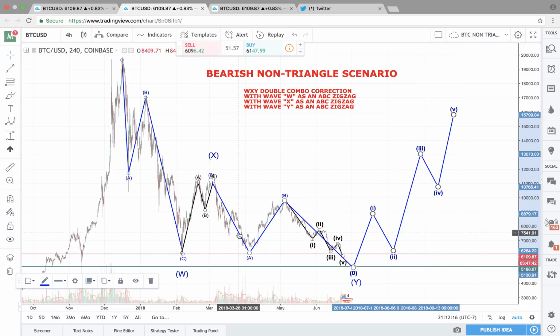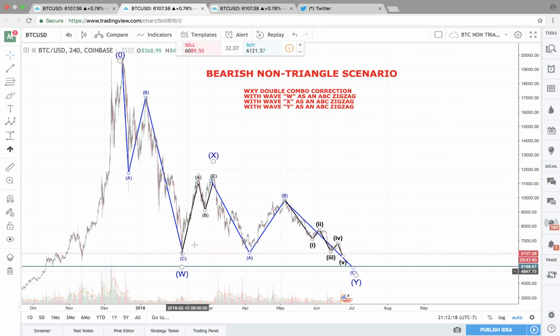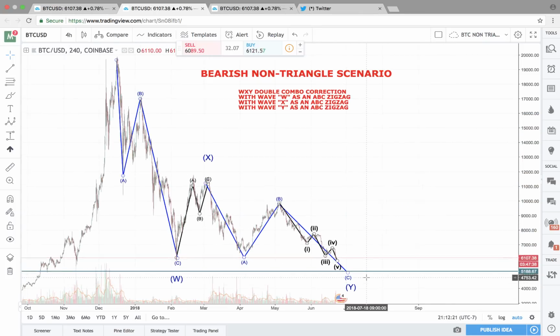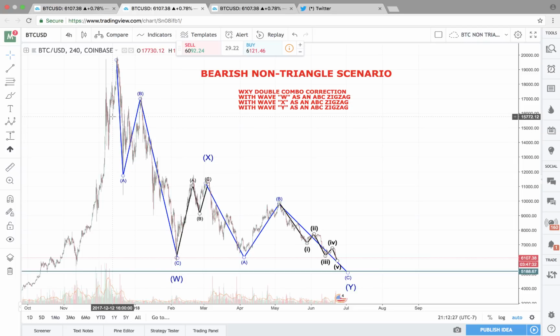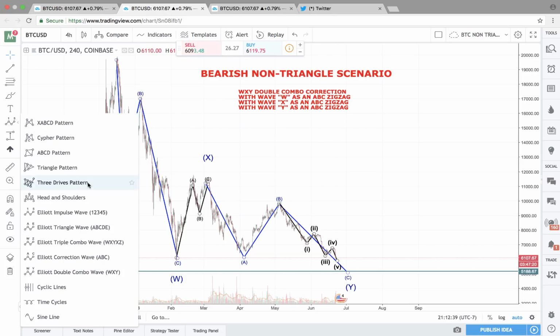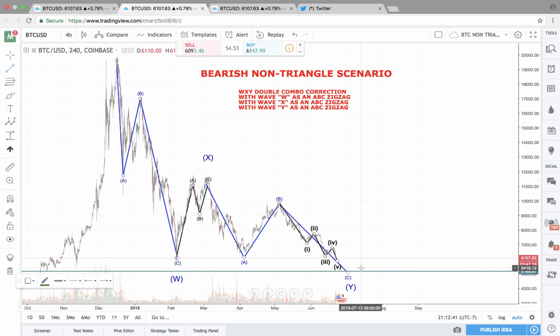So what we'd expect to see then is we expect to see this WXY turn into a WXYZ, which is pretty much just an extended correction. And it's pretty well known that these types of corrections tend to move sideways more than straight down. So it's characteristic of a long sideways movement. So we have here a W, X, and our Y, and then we'd expect to get another wave, another bounce.